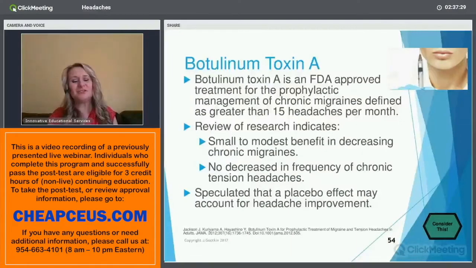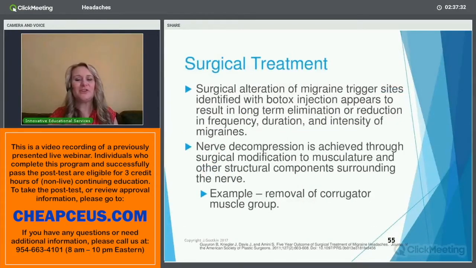But one researcher took it a little bit further and said, if they're finding with Botox that they can alleviate certain trigger sites for migraines, well, why can't we just go in and surgically alter those trigger sites? Let's alleviate the nerve compression directly, if that's what the problem is, and have a long-term benefit for these patients.